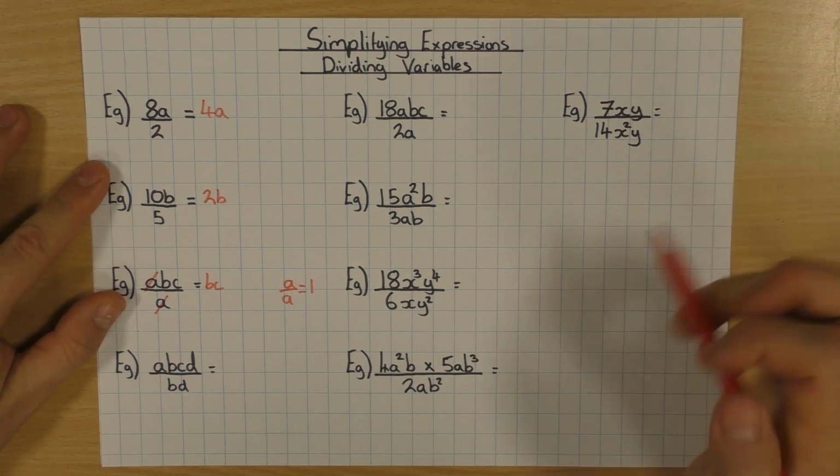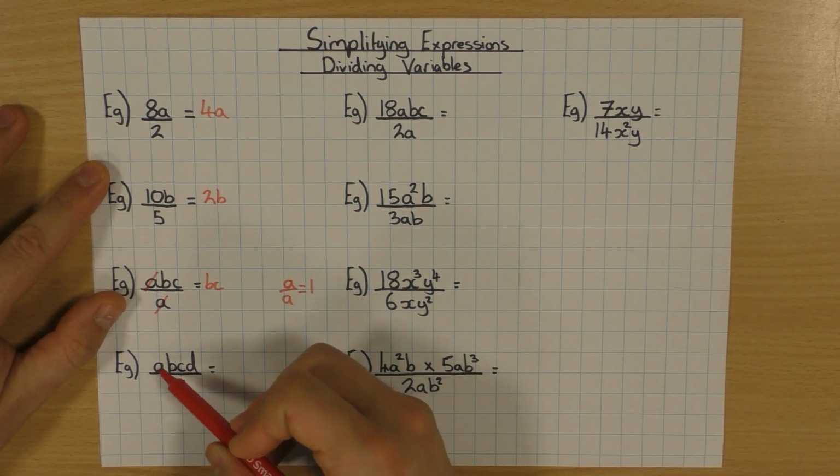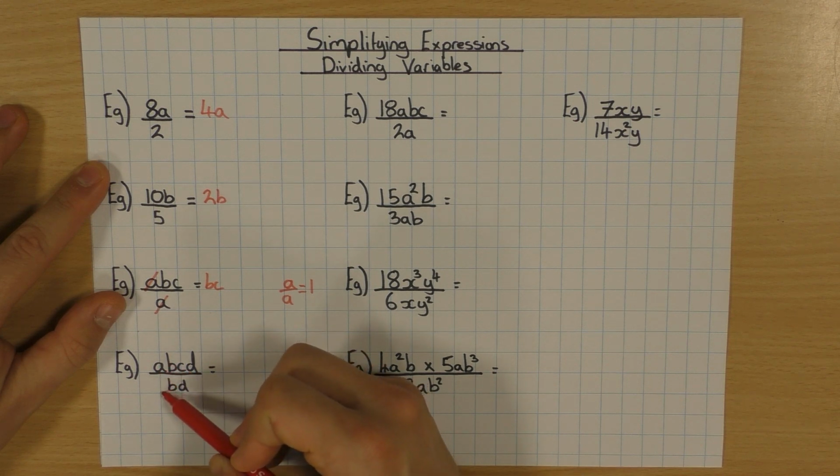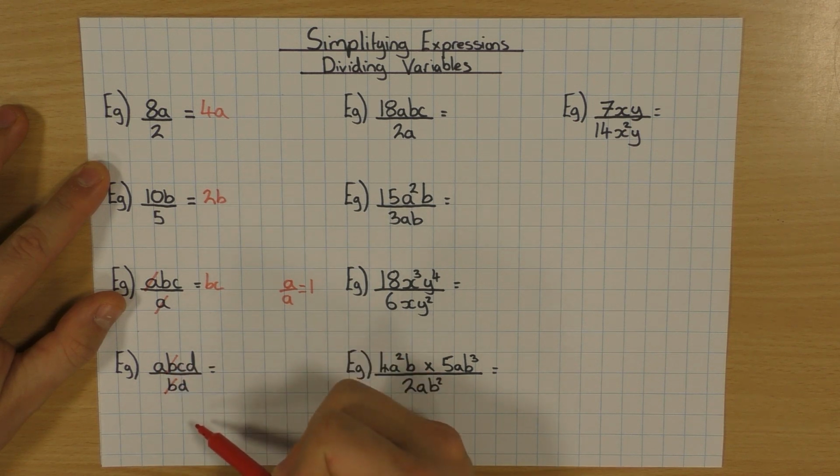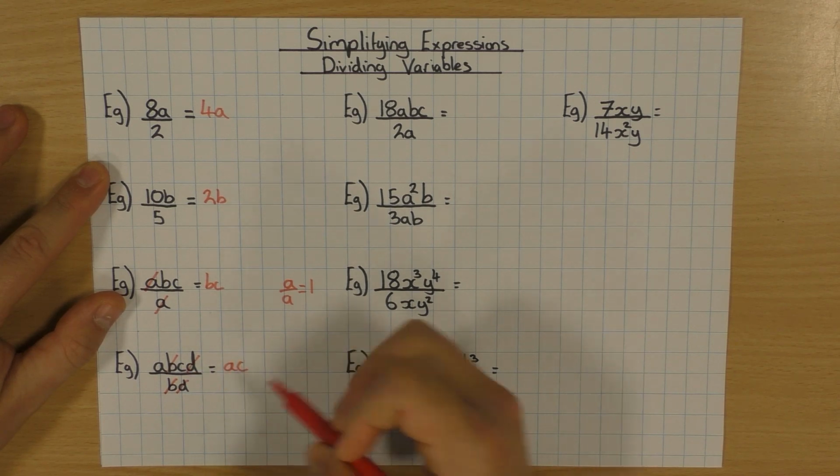So let's have a look at the next one then. Exactly the same idea. What's the same on top and bottom? What's going to cancel? Well, I've got a B and a B and a D and a D. So what's left? I'm just left with AC.